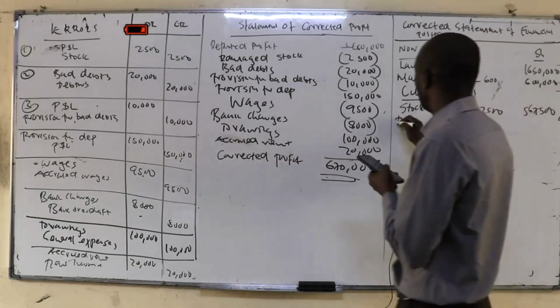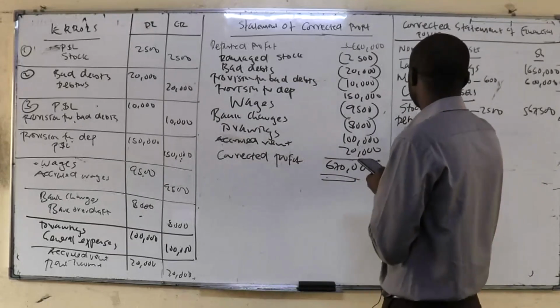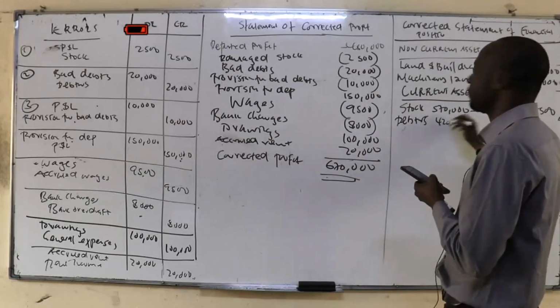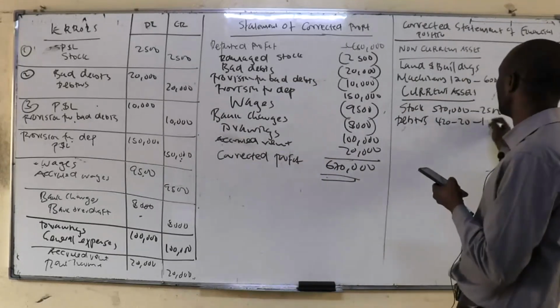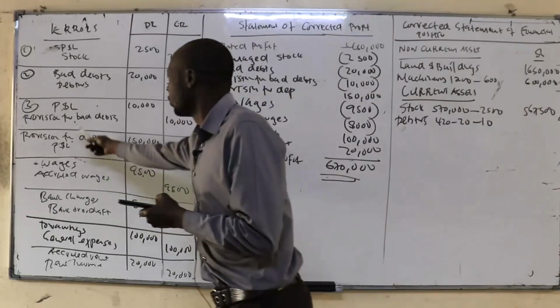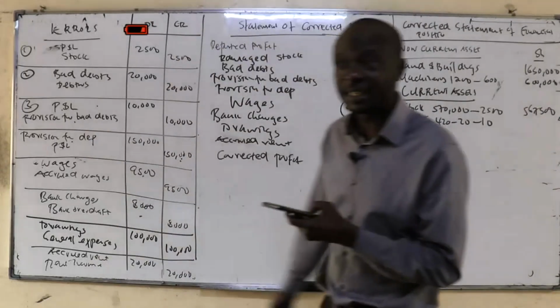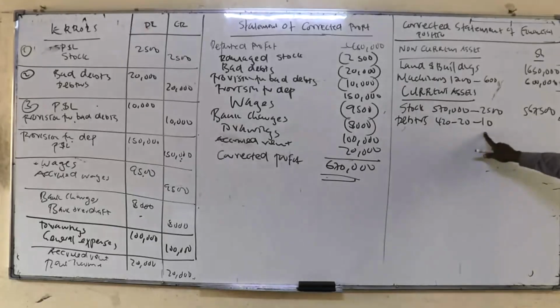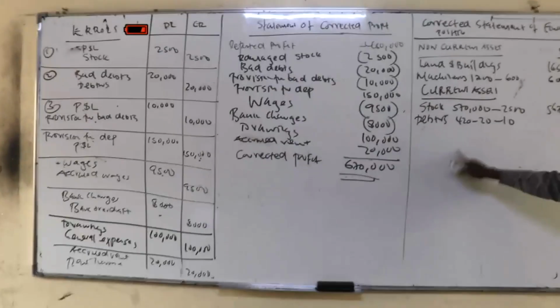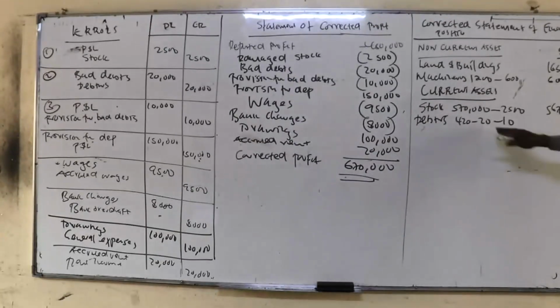Debtors. You remember debtors? It was 420. We deducted 20 for bad debts, and we deduct 10 for provision. This one, provision, we know we normally deduct it from debtors, isn't it? Provision for bad debts, we deduct from debtors. So this was the bad debts, a figure that was captured in their statements for 20, without taking into consideration that we have bad debts of 20 and provision of 10. So we adjust. So what do we get? 390,000. You write here 390,000.